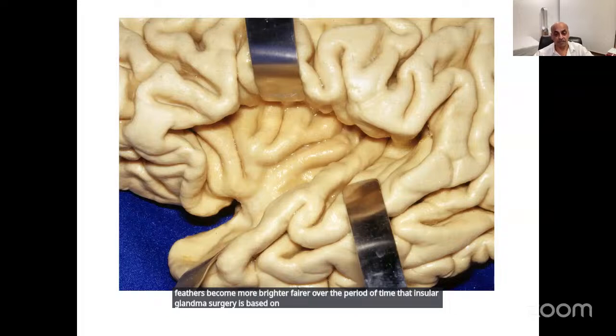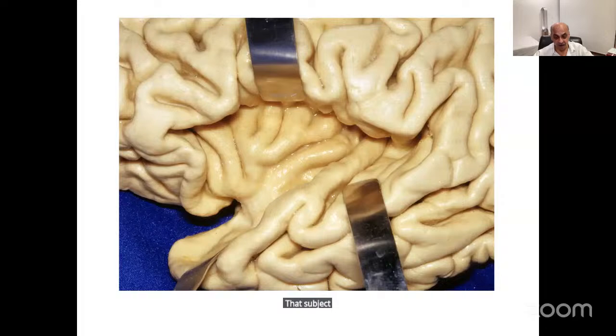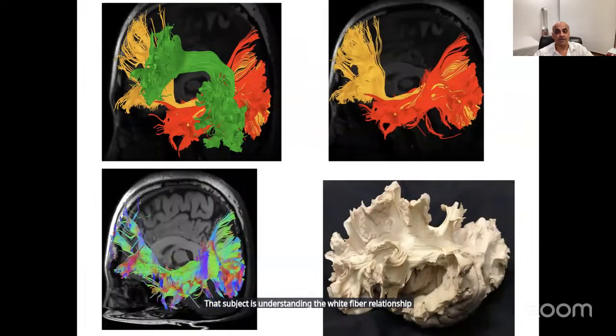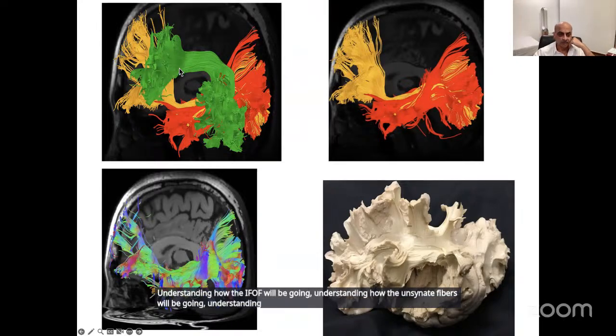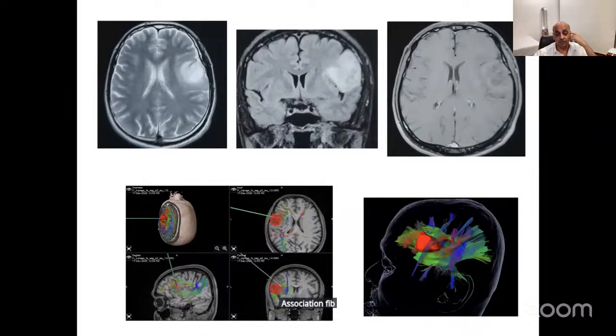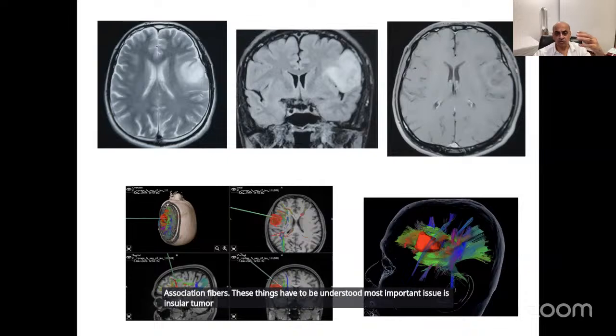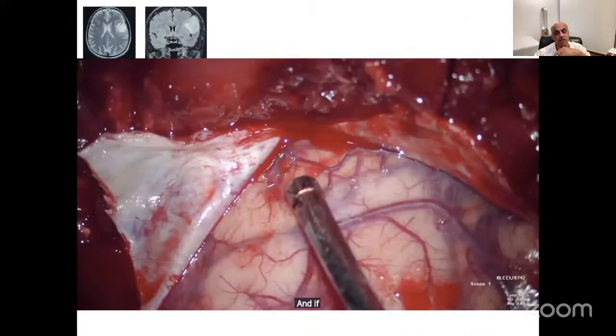Insular glioma surgery is based on one subject. That subject is understanding the white fiber relationship in these tumors, understanding how the IFOF will be going, how the uncinate fibers will be going, how the commissural fibers will be going, how the visual tracts will be trespassing this area, and things like that. And then you have short arcuate fibers, association fibers. These things have to be understood. The most important issue in insular tumor surgery is that you have to save every single blood vessel. And if you take one vessel, you can have a devastation at hand.